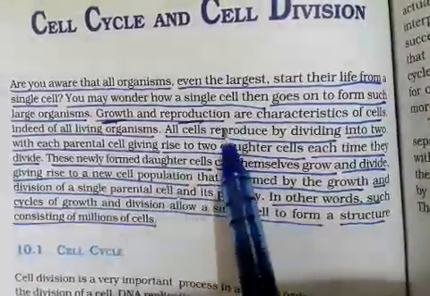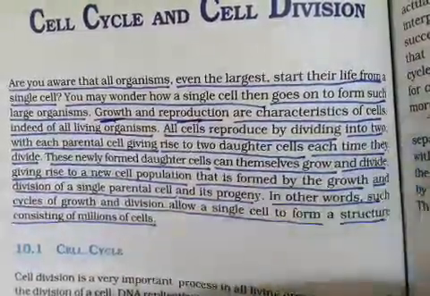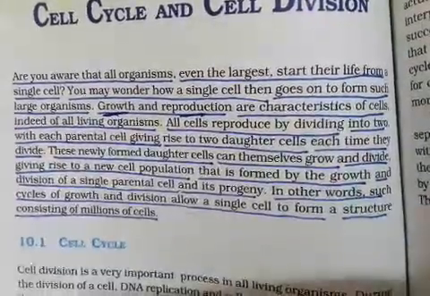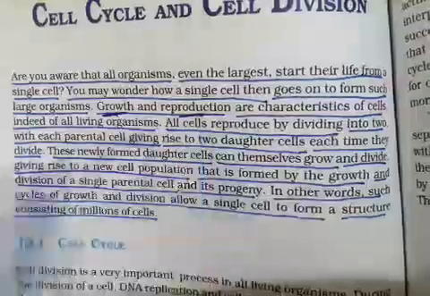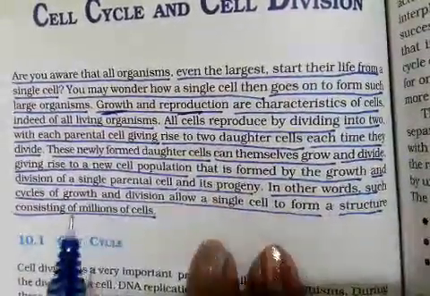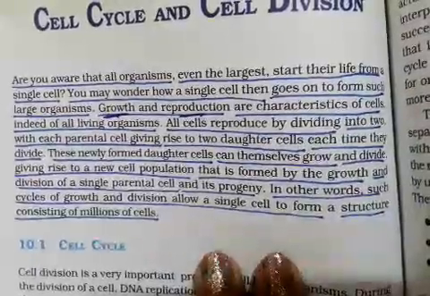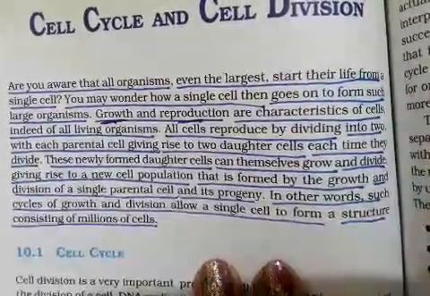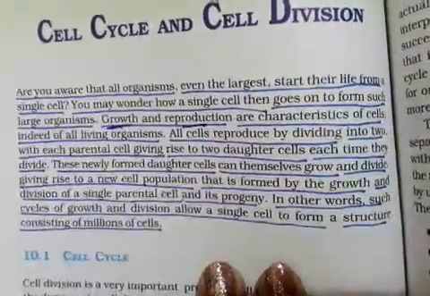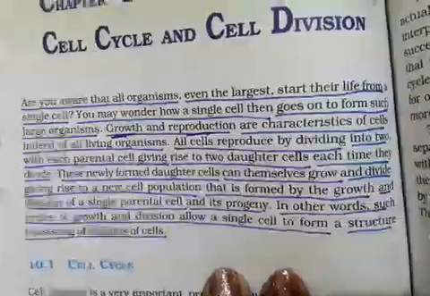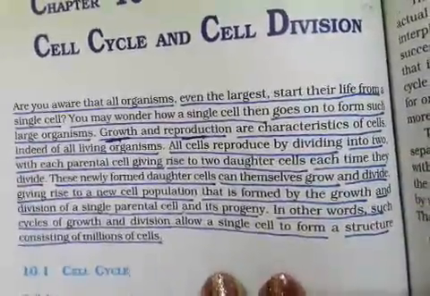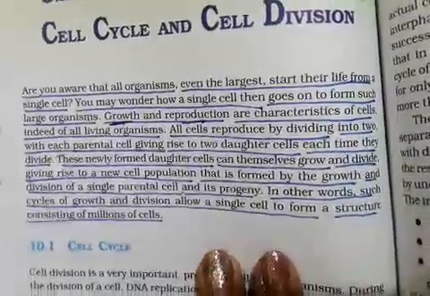So growth and reproduction are the characteristics of a cell. A cell is said to be living only if it undergoes reproduction or grows regularly. So all cells reproduce by dividing. If an organism wants to be a living being, the necessary point is that as cells are dying, new cells should be there to replace the dead cells.